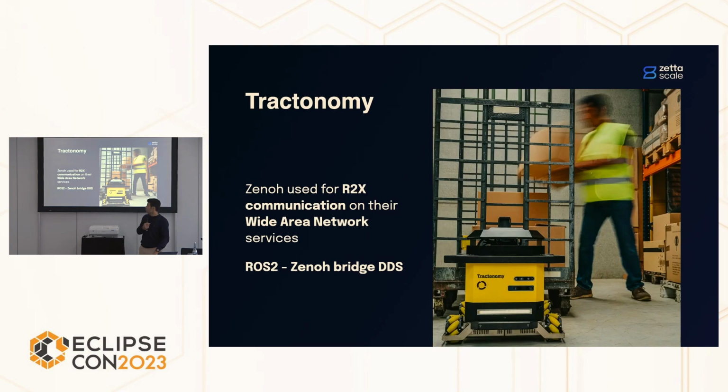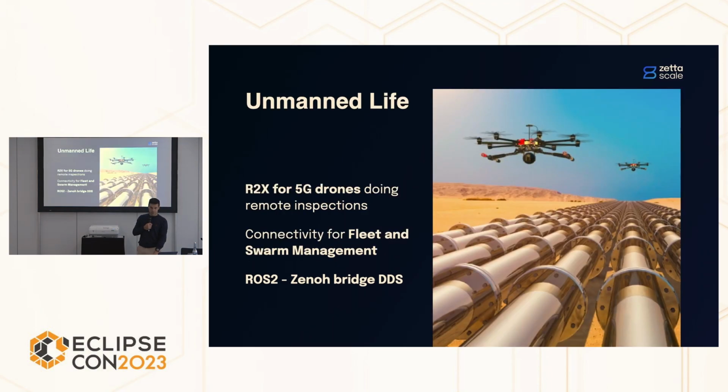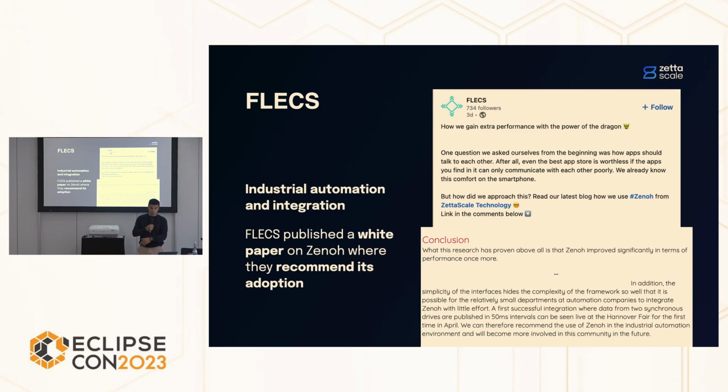We are deployed with quite a few AMRs. Tractonomy is one example. Unmanned Life is deployed, and that's a company that does drones, and they are controlled over 4G or 5G for remote area surveillance or monitoring. Flex, that's a completely different domain. They do soft PLC. They have a solution for industrial, and I believe this comes from their white paper in which they justified it, and it was very good marketing for us, because they published this white paper in which they explained why they decided to choose Zenoh. And for me, the most important, besides the technical advantages, was this one. It is possible for a very small department at an automation company to integrate Zenoh with little effort. That's the most powerful, because it could be a super cool technology, but then you have to sweat blood in order to use it. Not very useful.